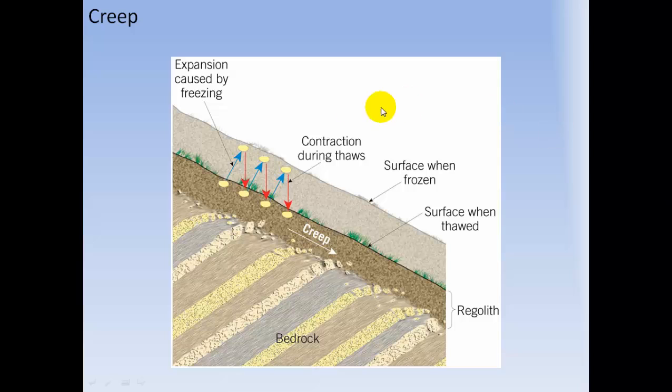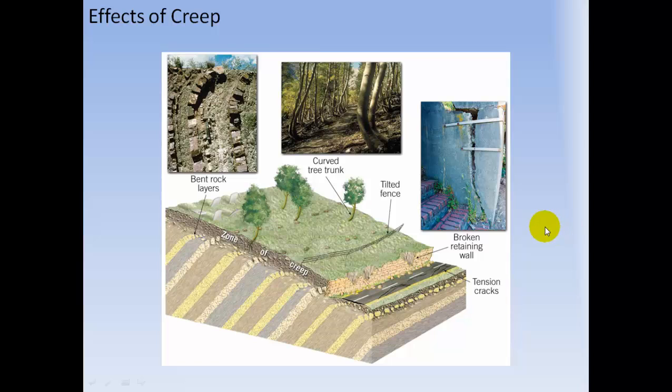So creep, let's say we have a freeze-thaw process. As moisture in the soil freezes, the soil expands. This particle moves up. As it thaws and falls back in place, gravity pulls on it, so it comes forward, and then the soil freezes again. So over time, the material very slowly travels downhill.